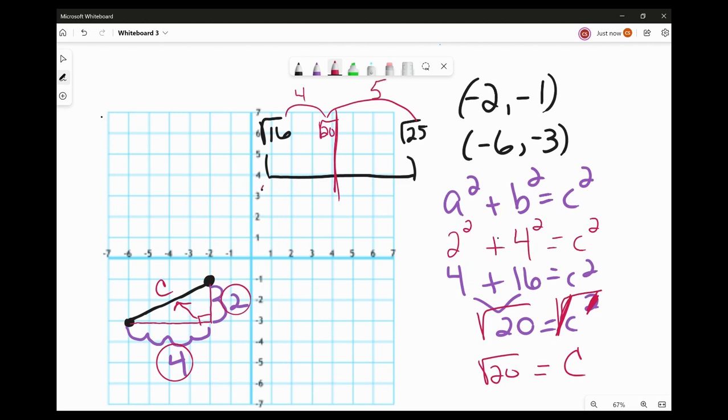So I would estimate that since the square root of 16 is 4 and the square root of 25 is 5, I would estimate that at 4.4 because it's just a little before the half. Okay, so I'm going to approximate that to be 4.4.